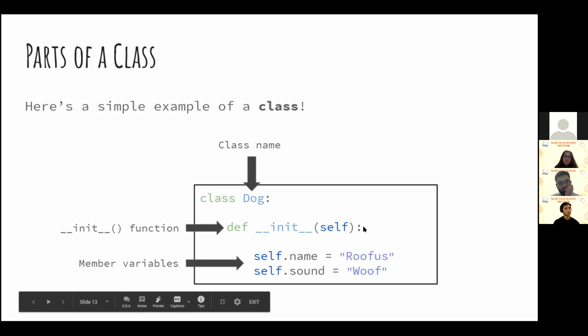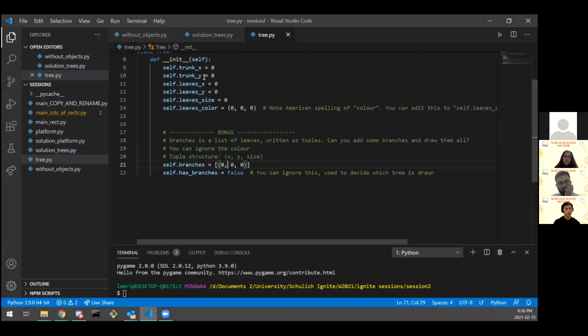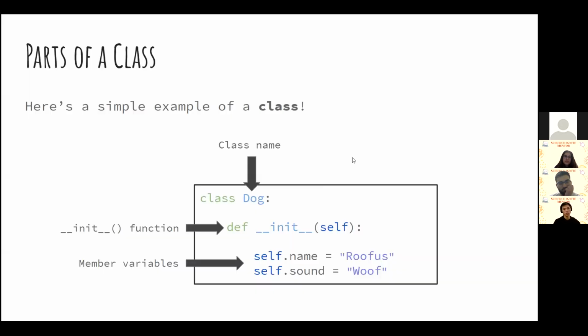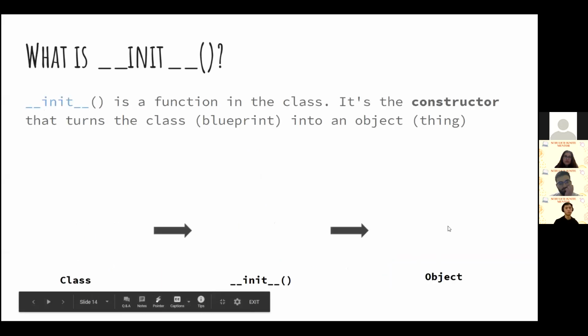If you guys take a look at the tree example that we gave you, trunk X is 0, trunk Y is 0. I set up all these numbers here. So I technically put in some code, but I just set every number to 0. But nothing really stopped me from making it like 100, for example, as a default. So in here, we see the default, Rufus Woof.